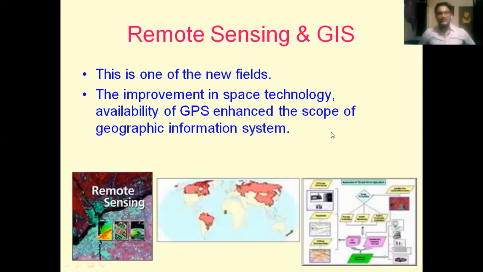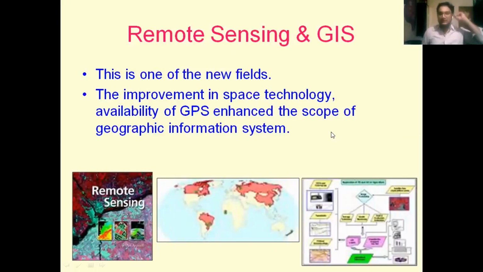So the next one, which is one of the new fields in civil engineering and is developing nowadays, is remote sensing and GIS, which talks about the geographical information system and sensing the earth features. It senses the earth features in terms of soil, water, and materials available on earth. That is how it senses the ground features.